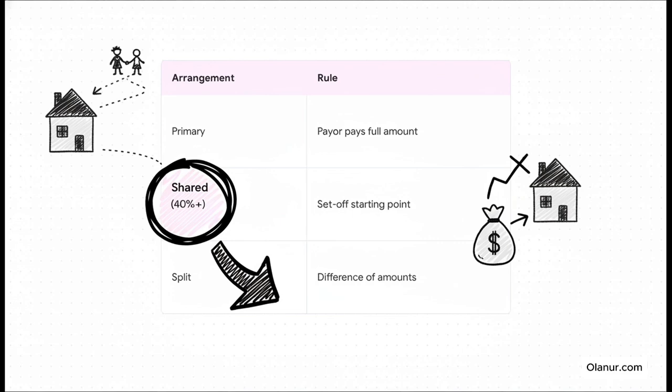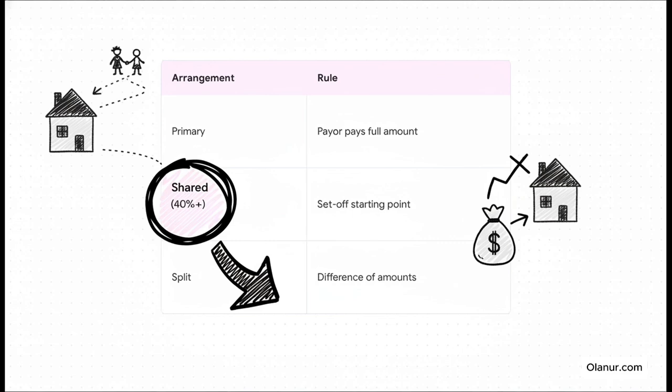When that isn't the case, the whole system shifts. The critical point to remember is the 40% threshold. If a child is with one parent primarily, which is Section 3, the paying parent just pays the full table amount. But the second each parent has the children at least 40% of the time over the course of the year, you enter Section 9, shared parenting.